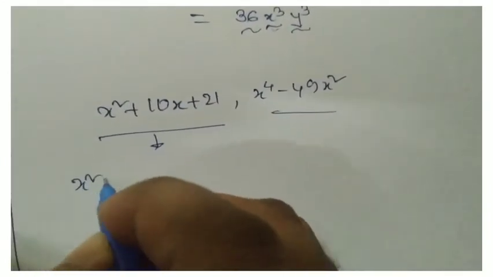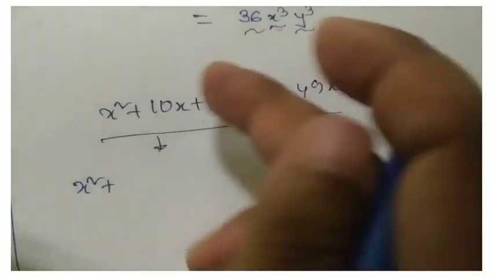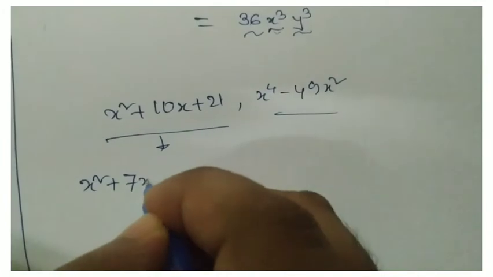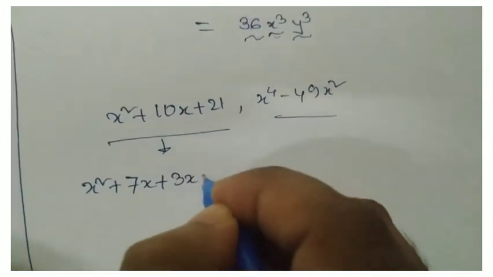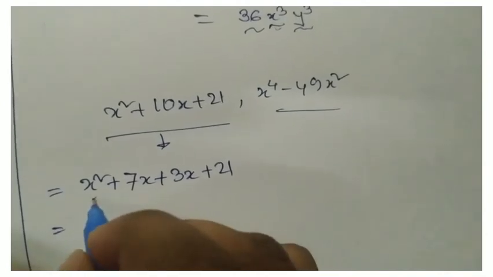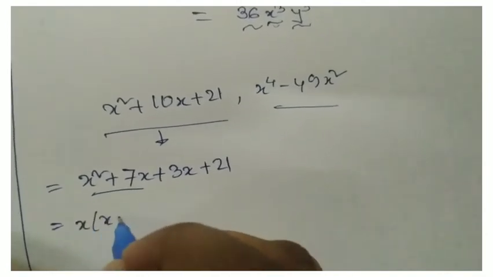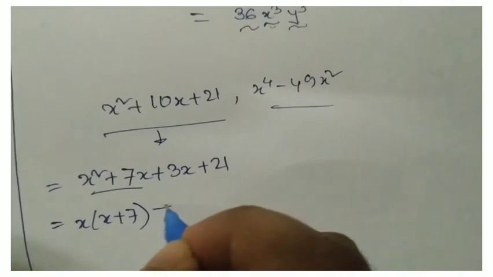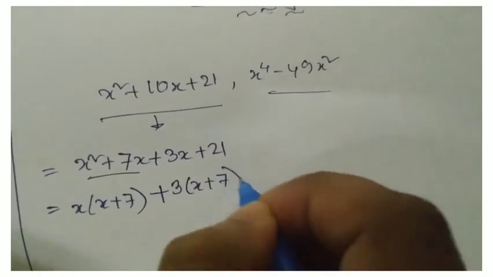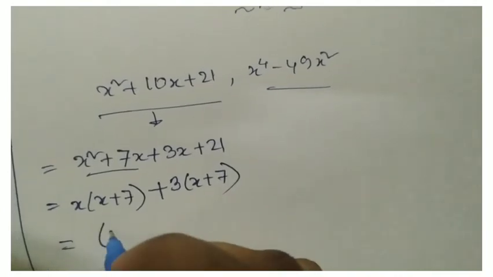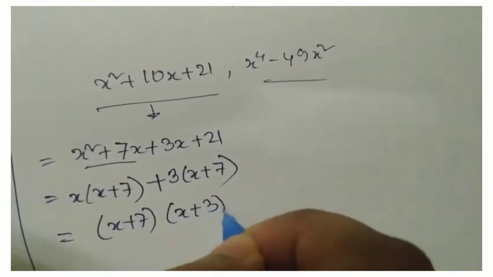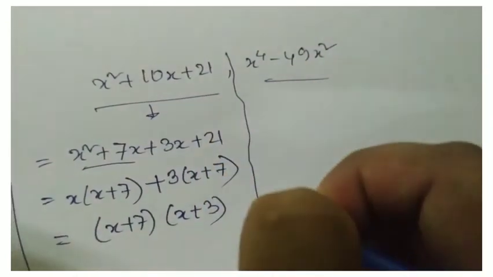So x square, we know 21, the factors of 21 are 7 and 3, so we can write x square plus 7x plus 3x plus 21, which equals, we take x common from here, x into x plus 7, plus 3 common, x plus 7. So finally what do we have? x plus 7 into x plus 3. So this is for the first expression.